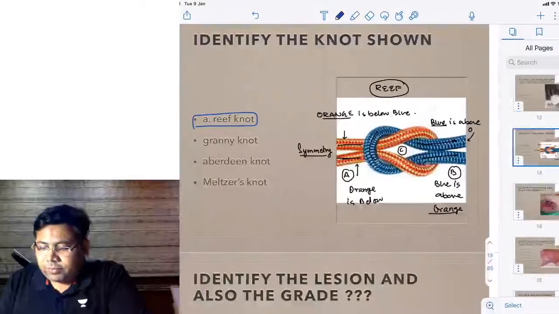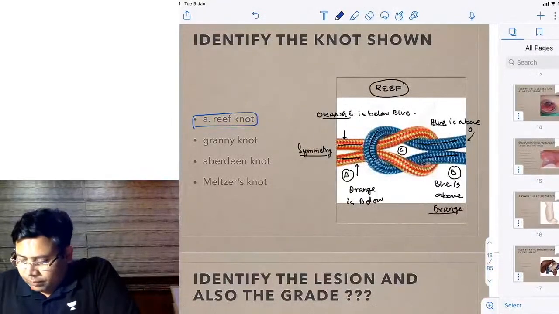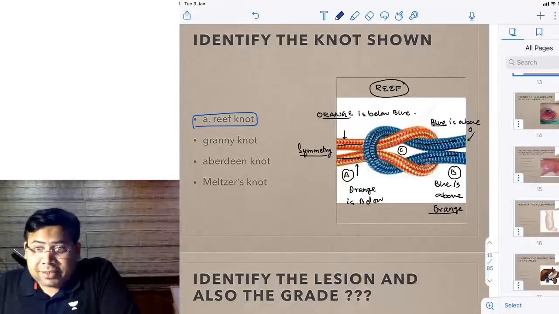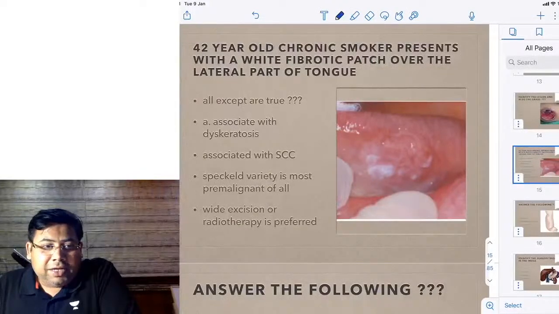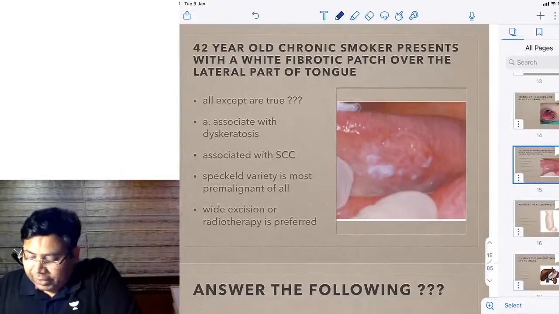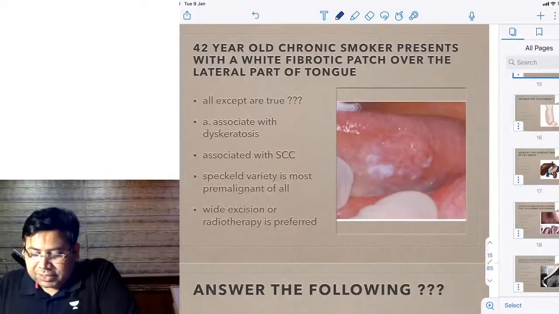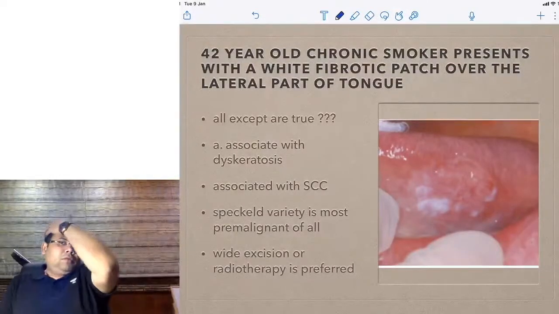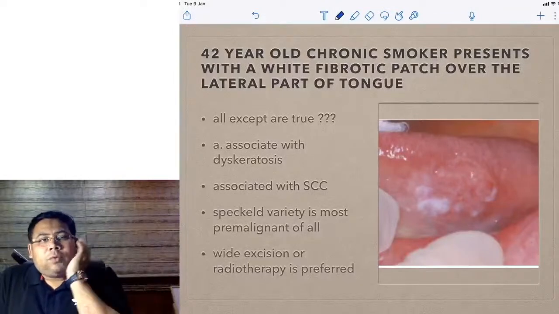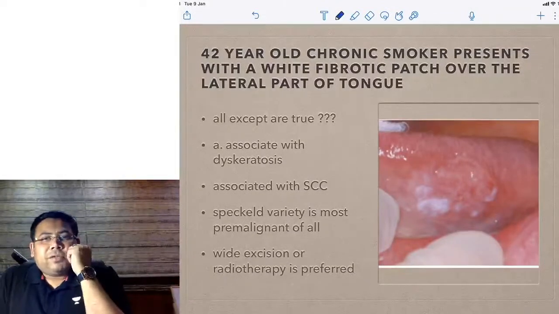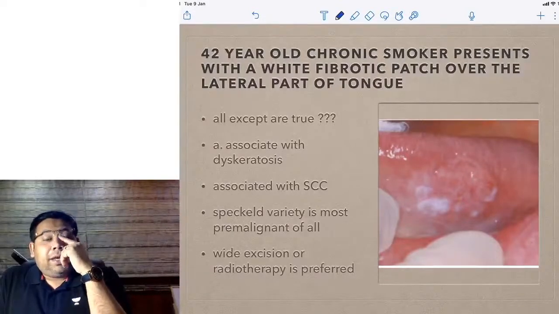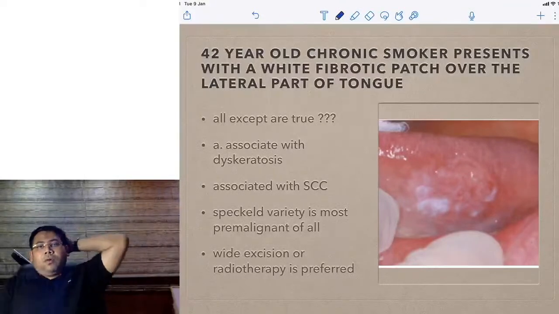So let me select one more MCQ for this. This year's NEET PG question. Those who have given NEET PG, ask them. They got a question with a similar image on leukoplakia. I'll not discuss this question. A very similar question was asked. A 42-year-old chronic smoker presents with a white fibrotic patch over the lateral part of the tongue. All except could be true.